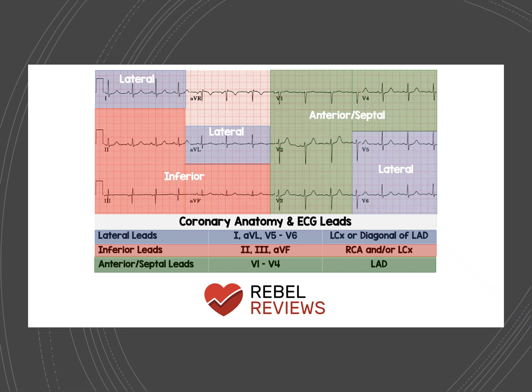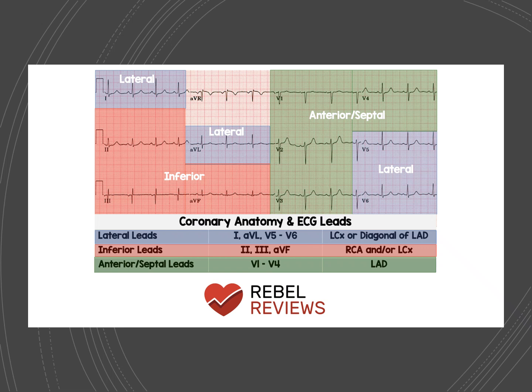Next are the lateral leads, which we can see in this diagram are in purple. There's one in the top left corner, the middle right above the inferior lead section, and then in the bottom right. These look at the lateral wall, which is supplied either by the LCX or the diagonal branches of the LAD, which is the left anterior descending artery. ST elevation in these leads points to lateral ischemia or infarction.